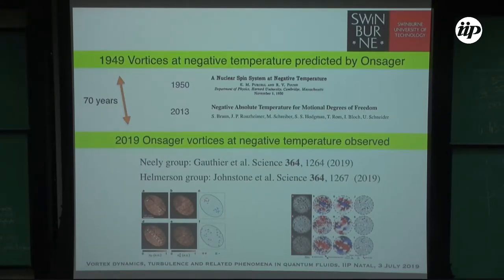Cutting the long story short, Onsager predicted these large-scale structures forming in these vortex systems at negative temperatures 70 years ago. Finally, 70 years later, we have direct experimental evidence for the existence of these structures, described in these two papers that were published last week. Negative temperatures were actually first realized experimentally only 1 year after Onsager's original work, and more recently also in cold atom systems in optical lattices. But these two experiments here are the first ones to realize these negative temperature states in the original context as predicted by Onsager. So two groups.